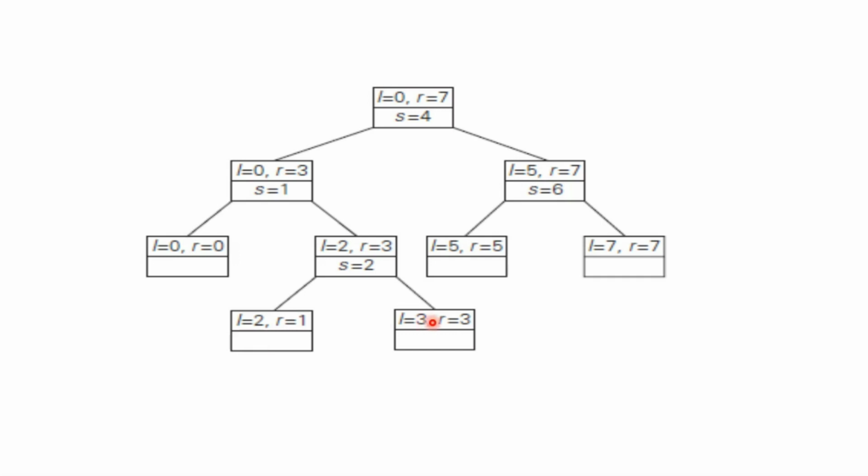Your L value was S plus 1, that is 3, and R is also equal to 3. So L is equal to R is equal to 3. There is only one element, so we do not have to sort the subarray.